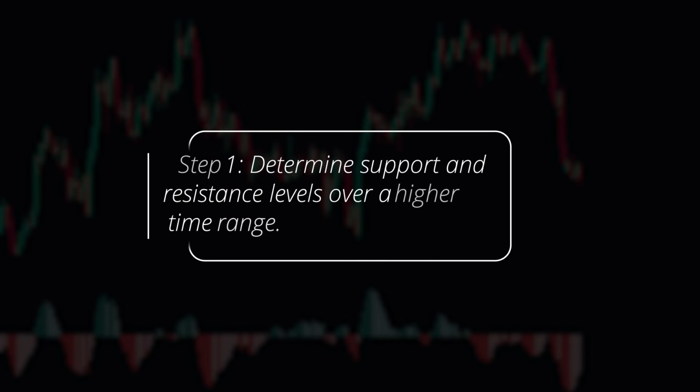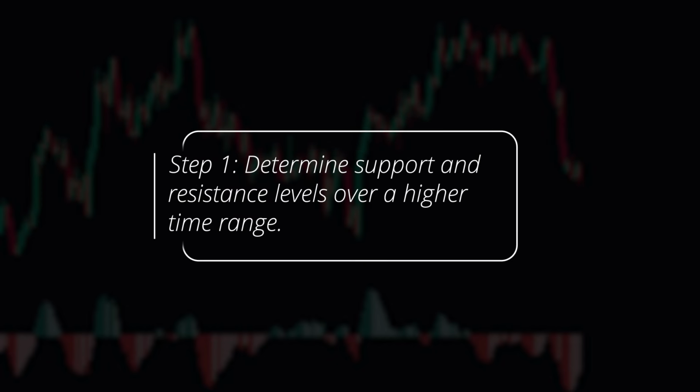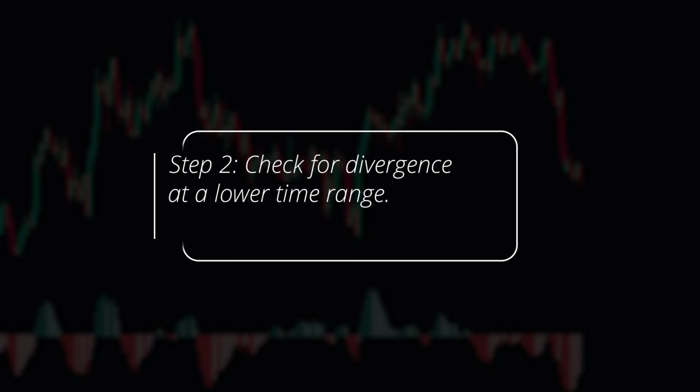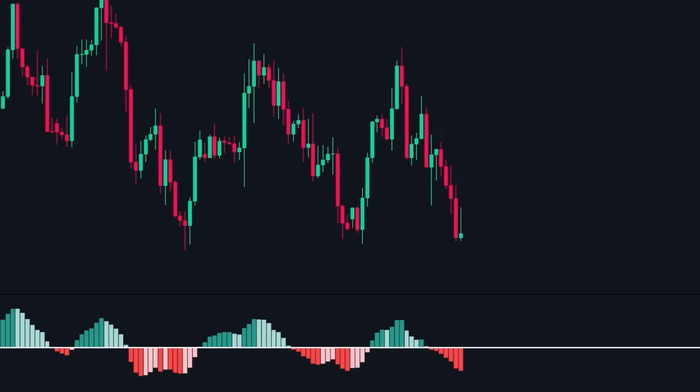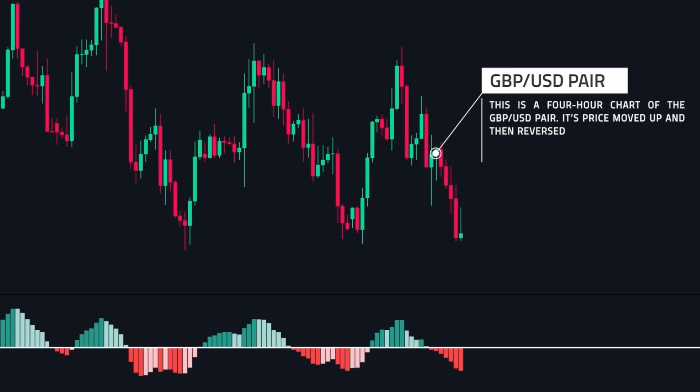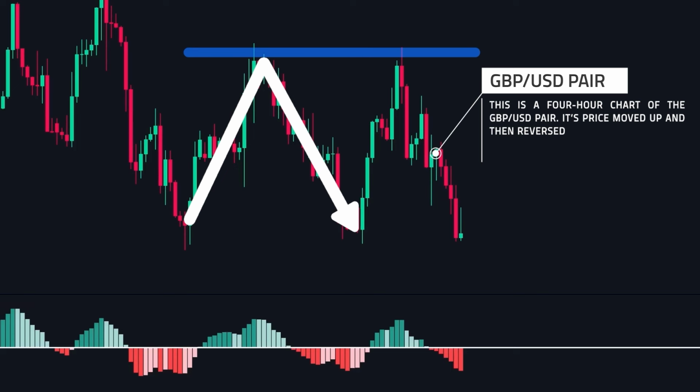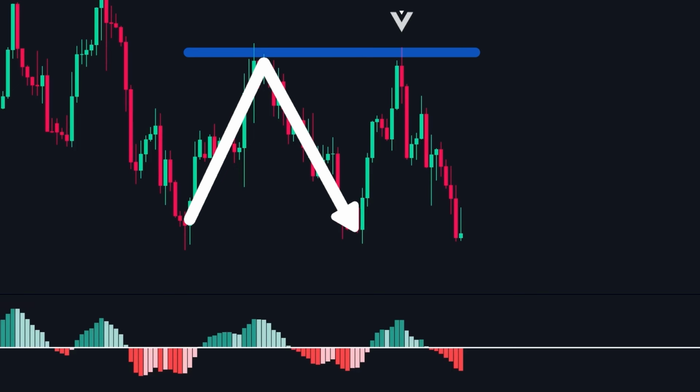First, determine support and resistance levels over a higher time range. Then, check for divergence at a lower time range. Here's an example. We have a 4-hour chart of the GBP-USD pair. The price moved up and then reversed, forcing us to plot a resistance level. When the price approaches this resistance level for the second time, we expect a possible bearish reversal.